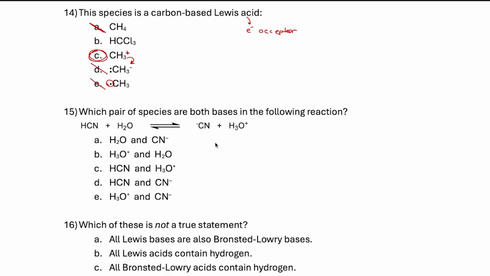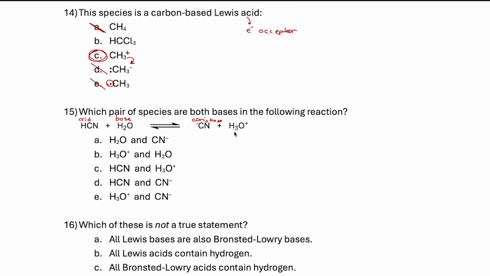Which pair of species are both bases in the following reaction? Again, we're looking to label both sides of the reaction. Now, from the left, I realize HCN donates a proton, so this is my acid. Now, the water will gain a proton, meaning that this is my base. But if I read it from right to left, the cyanide ion gains a proton. And so we can name it as our base, but it's really our conjugate base.